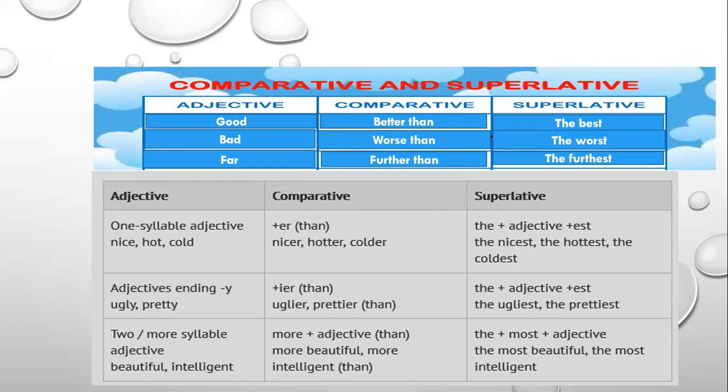Two or more syllables. يعني يا مس إذا كان عندك صفة بتتكون من مقطعين أو أكثر. يعني long adjective like beautiful, intelligent, interesting, you are going to use more in the comparative form and the most in the superlative form.